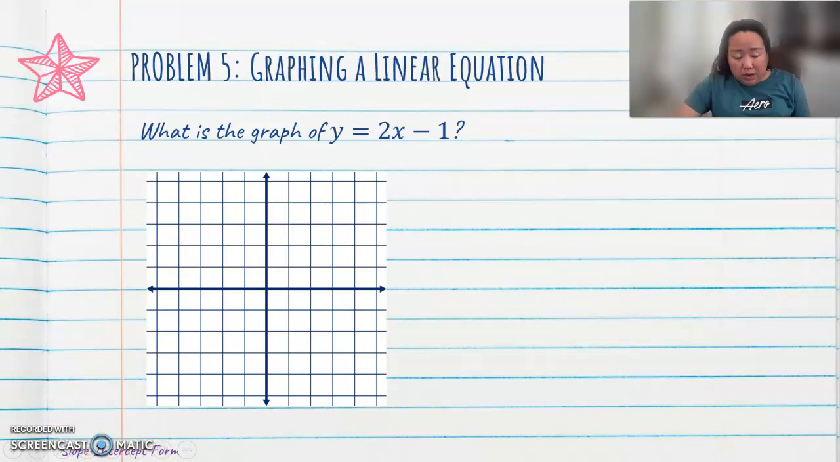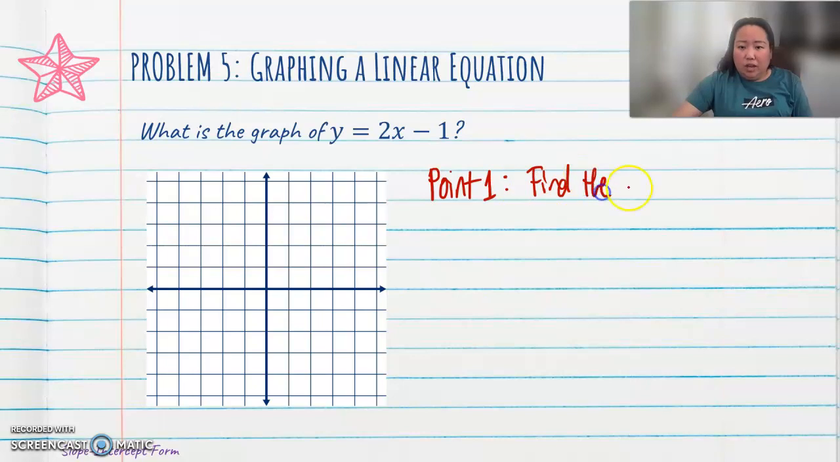And you need how many points to create a line? You need 2 of them, okay? One of them is already in your equation, okay? So remember, point number 1 will always be the y-intercept, okay? Find the y-intercept. In this case, we know that on the y-axis, there will be a point at y equals -1. That's your first point. So you will have a point over here, okay?